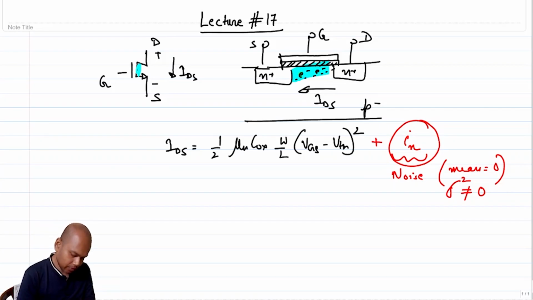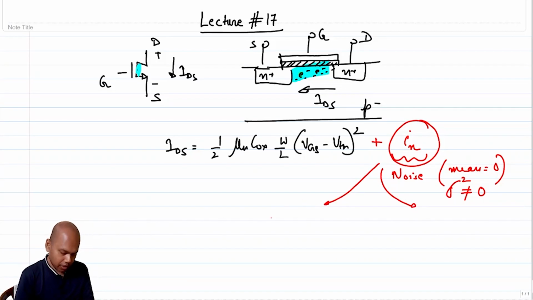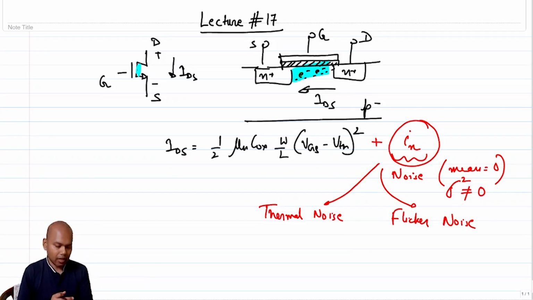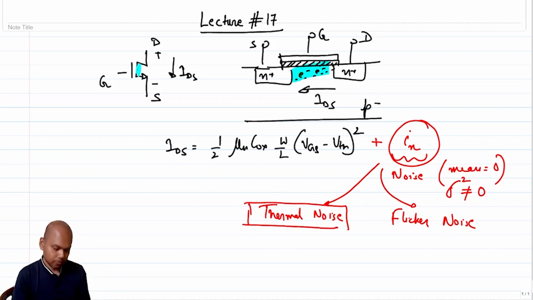Note that in a MOSFET, IN has two components. One is thermal noise, another is flicker noise. These are the two major components. There are other minor components which are also associated with carriers in a MOSFET, but in this course we will be concentrating primarily on these two major sources of noise, thermal noise and flicker noise. For today's lecture, we will be concentrating only on thermal noise. We'll talk about flicker noise later on.